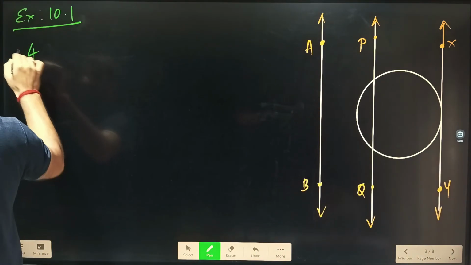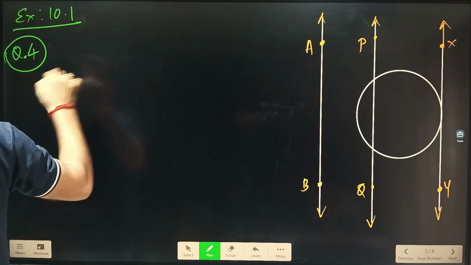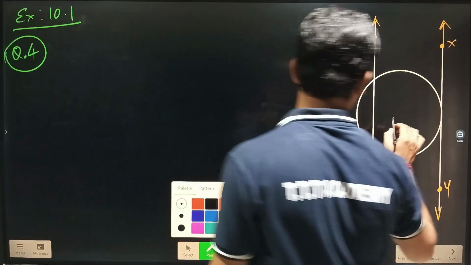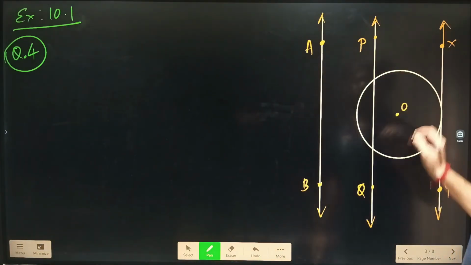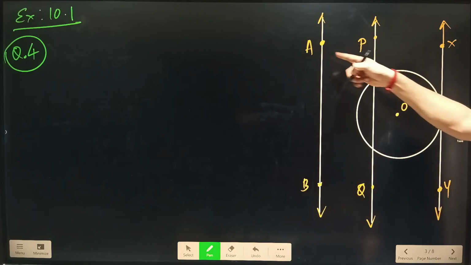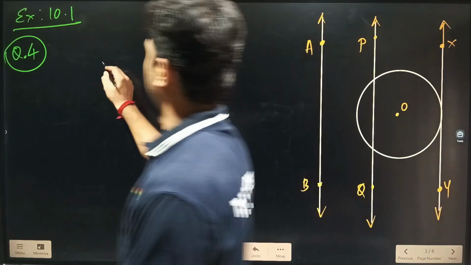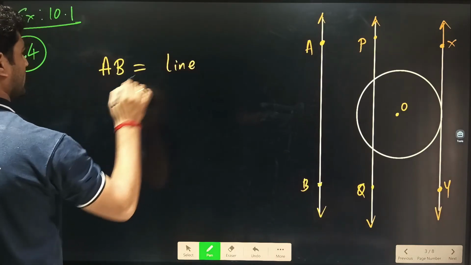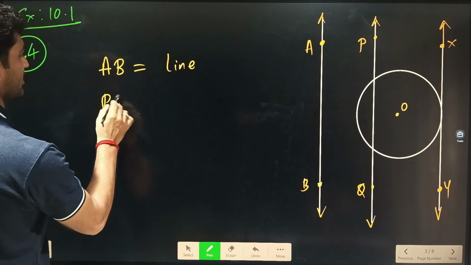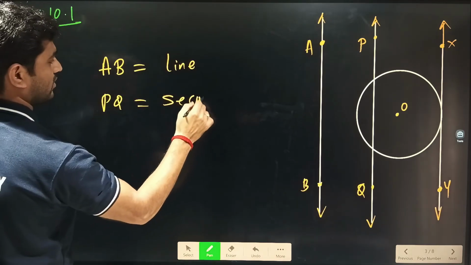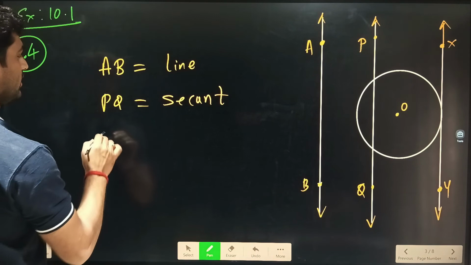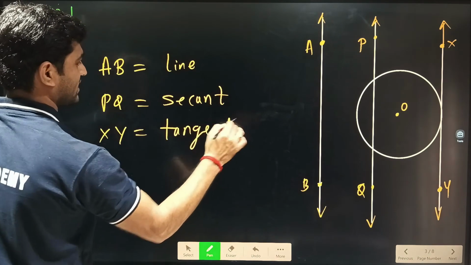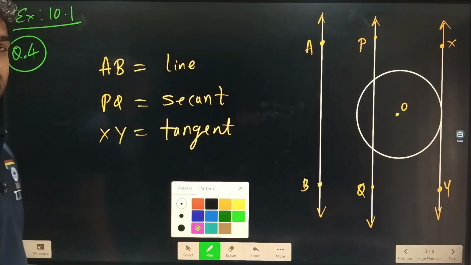Exercise 10.1, question number 4. In this question, only the diagram needs to be drawn. Here there is a circle with center O. Then here AB is a line. AB is a line. And next, PQ is a secant. PQ is a secant. And XY is a tangent to the circle. Tangent. That's it. So this is your result for this question.